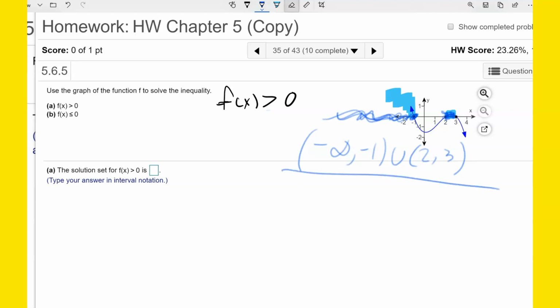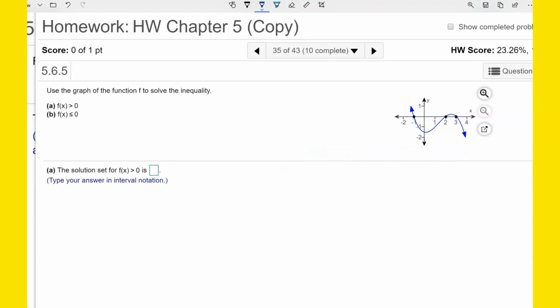All right, let's do part B. Part B is f of x less than or equal to 0. All right, where is that the case? Where is it less than or equal to 0? Well, throughout here and throughout here. All right, so what is that? That's going to be all throughout there on the x-axis and all throughout there on the x-axis. So that's going to be from negative 1 to 2, right?